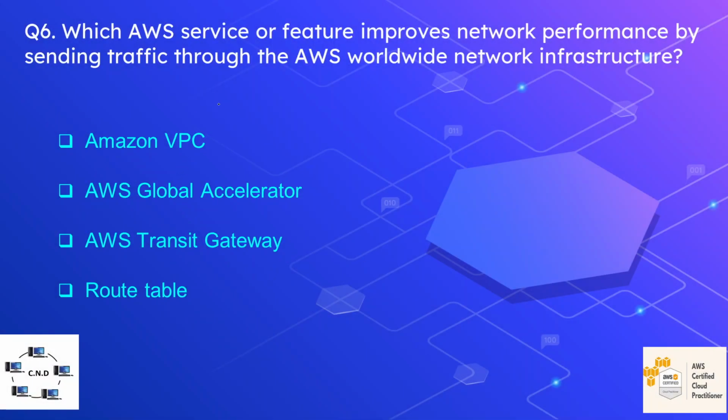Question number 6 is, which AWS service or feature improves network performance by sending traffic through the AWS worldwide network infrastructure? And the options are option A, Amazon VPC, option B, AWS Global Accelerator, option C, AWS Transit Gateway, and option D, Route Table. And the correct option is AWS Global Accelerator.